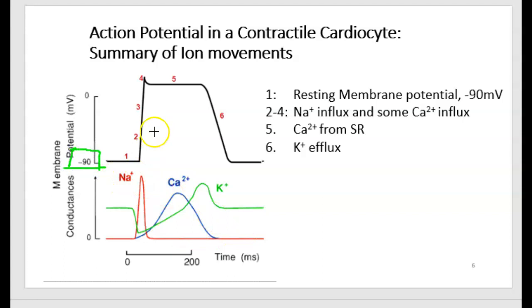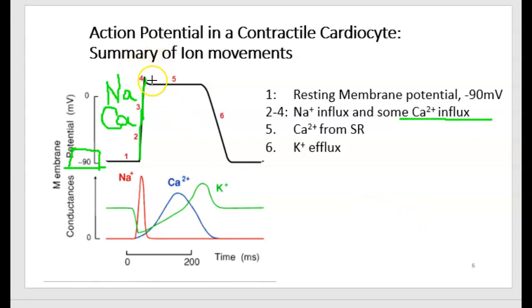Okay, then once threshold has been reached, and threshold's not actually shown on here, we get rapid influx of sodium. And sodium continues to go into the cell, but that will cause some opening of membrane calcium channels. So calcium is also going to go in. So we have both sodium and calcium influx during depolarization.